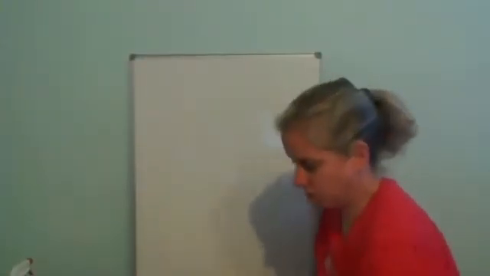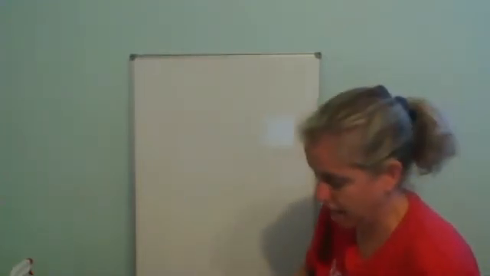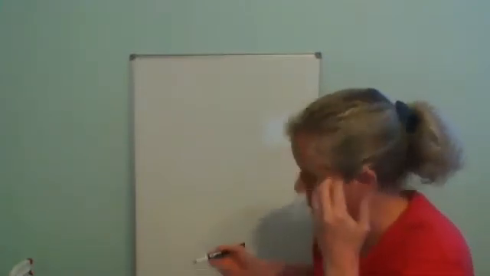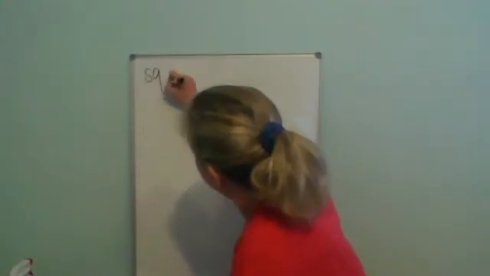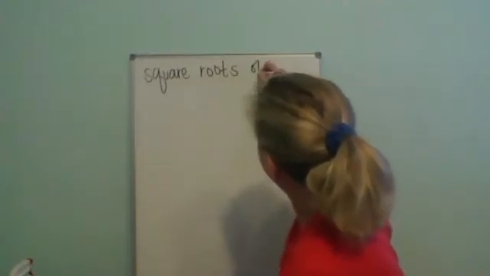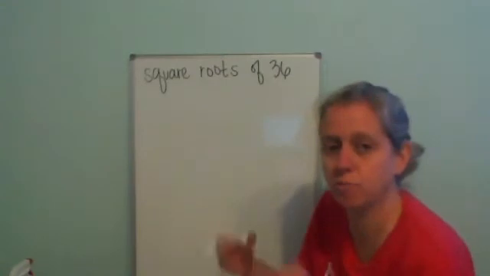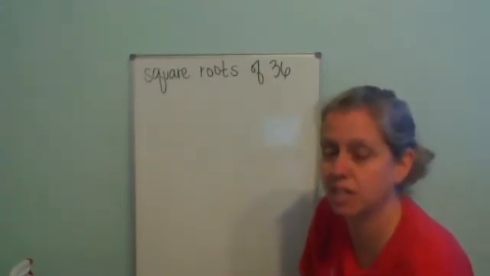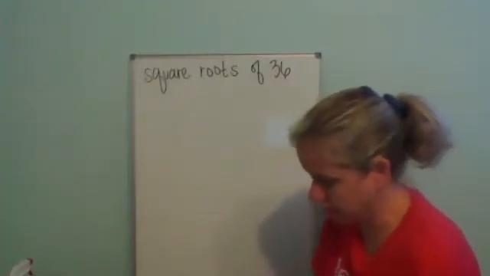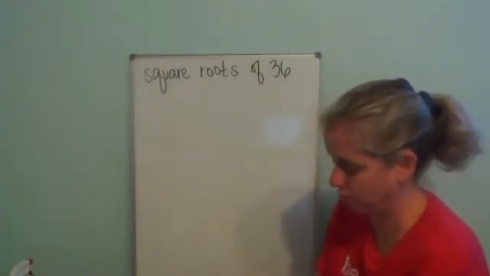Okay, so this is going to be the review for the Chapter 6 test, which is on radicals. Okay, the first question is going to look something like this. It's going to say, find the square roots of 36. So when it's asking you that, it's asking you what number, if you multiply it exactly times itself, gives you 36. Okay.